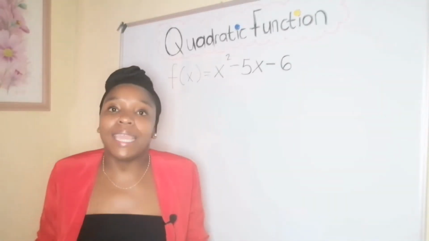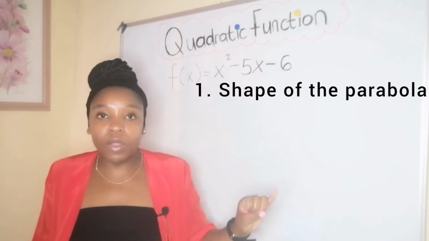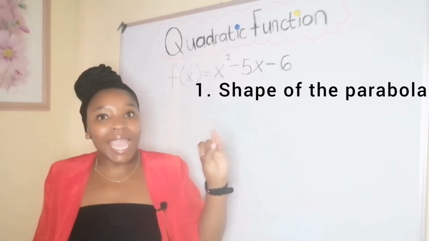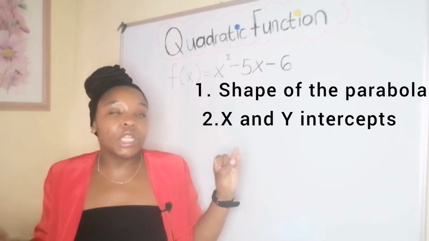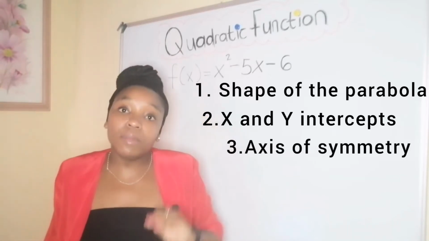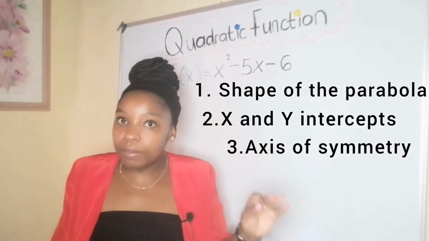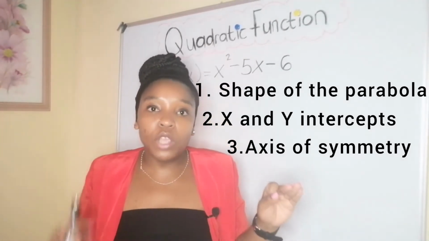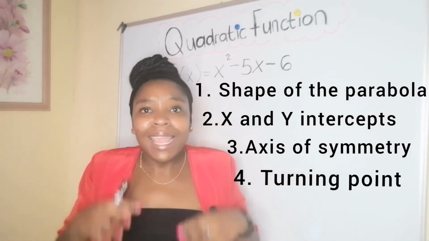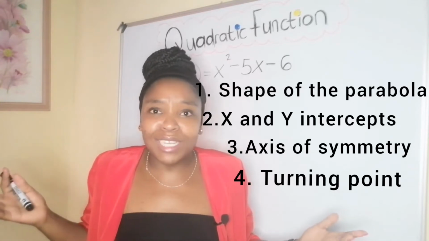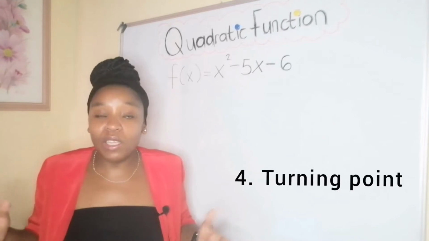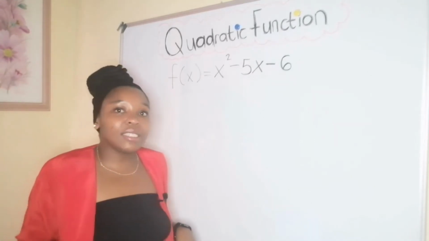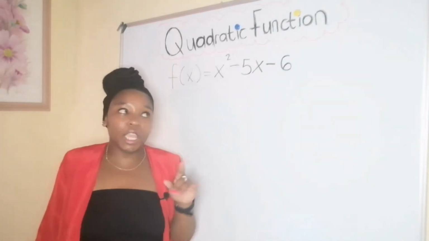So I'm going to say that again. We're going to look at the shape of our quadratic function. We are going to look at the x and the y intercepts. We are going to look at the axis of symmetry, and once we have the axis of symmetry, we will be able to determine the turning point of our quadratic function. And once we have our turning point, we are done. We are just plotting, and then you get your marks, right? So let's get started.